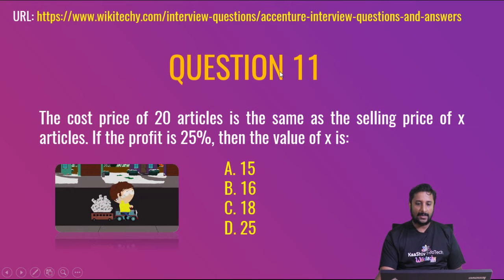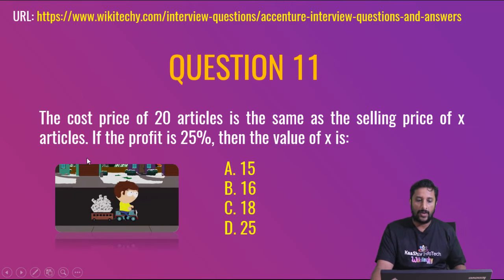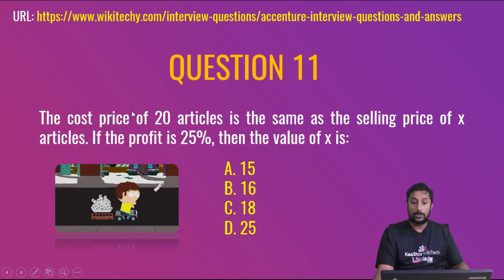Now this is question number 11. The cost price of 20 articles is the same as the selling price of X articles. The profit is 25%. What is the value of X? So cost price and selling price, let's see.